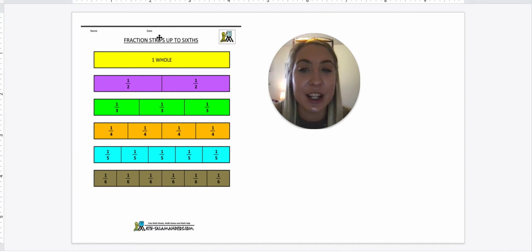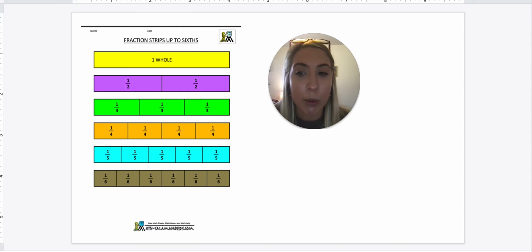So we can see this is our whole rectangle, but then it's divided up into halves, thirds, and we know 1/3 means there's 3 equal parts. 1/4 means there's 4 equal parts, 1/5 means 5 equal parts, and 1/6 means there's 6 equal parts. So each part is the same size.